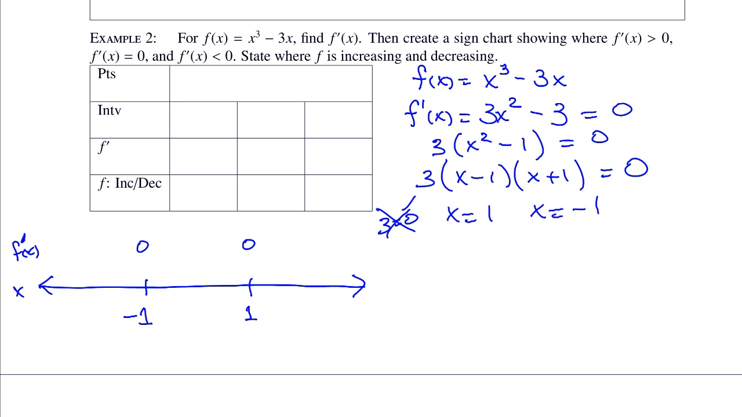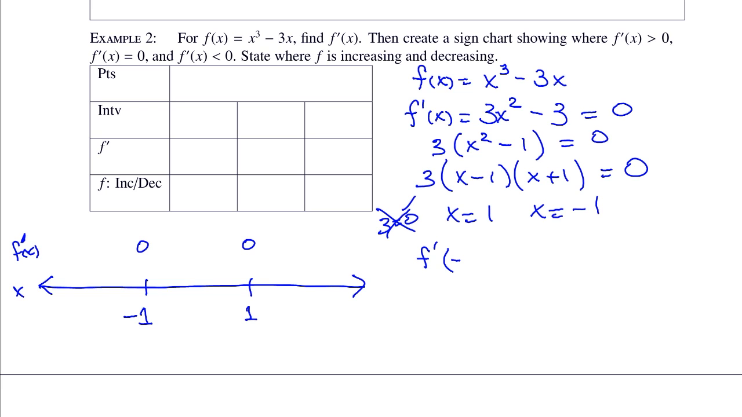And then we need to test these intervals. We need to test what happens between negative infinity and negative 1, between negative 1 and 1, and between 1 and infinity. Y'all should probably be taking notes over this.